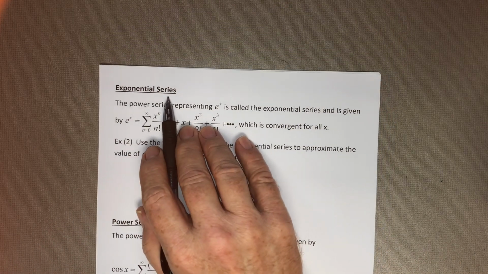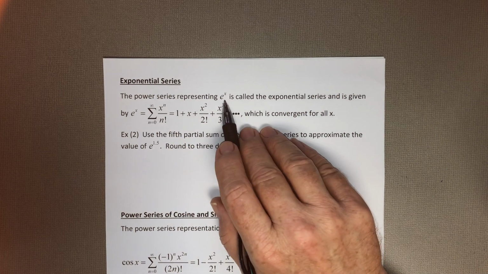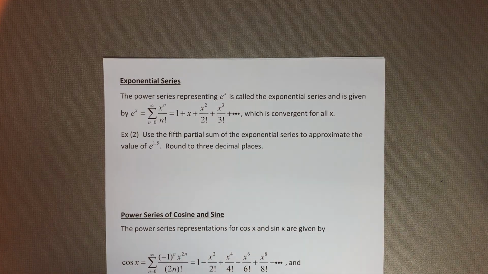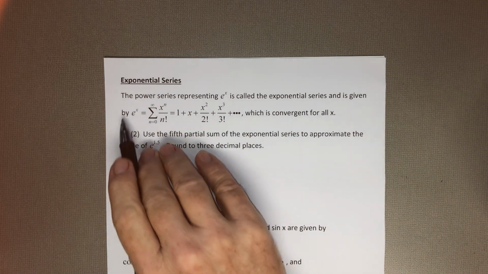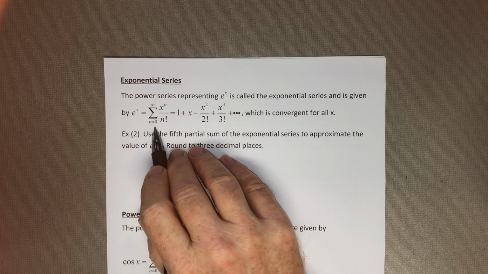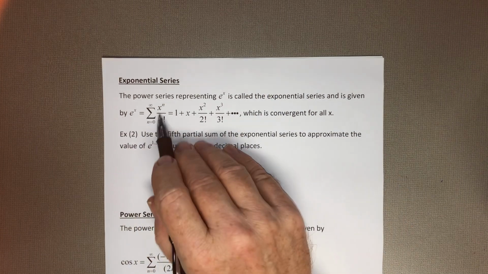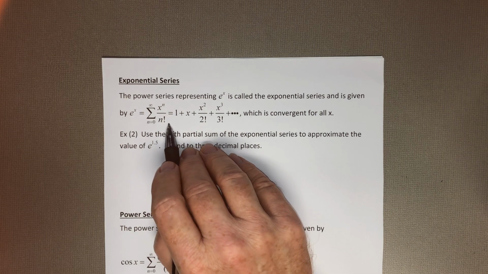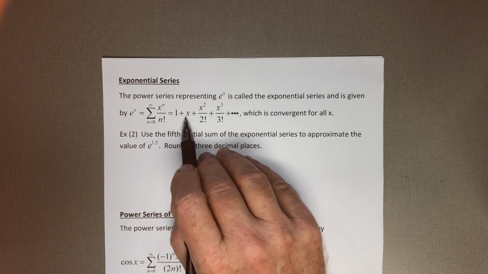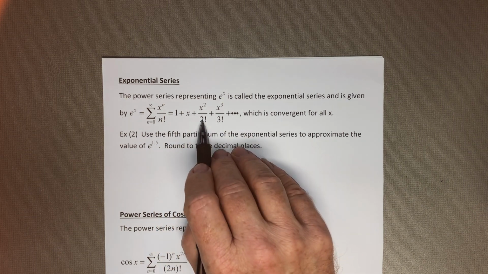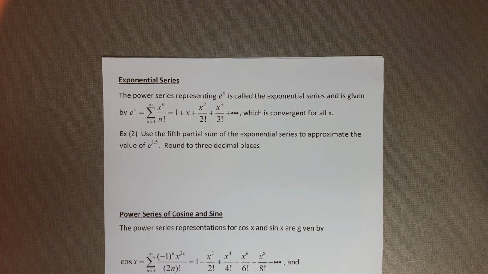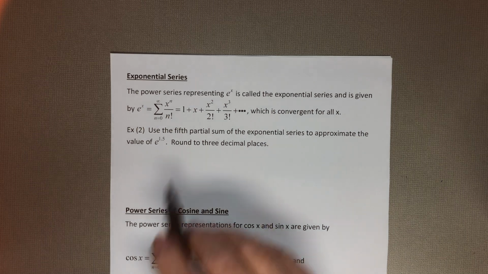Exponential series. The power series representing e to the x is called the exponential series and is given by e to the x is the summation from n equals 0 to infinity of x to the n divided by n factorial, which is 1 plus x plus x squared divided by 2 factorial plus x cubed divided by 3 factorial, which is convergent for all x.